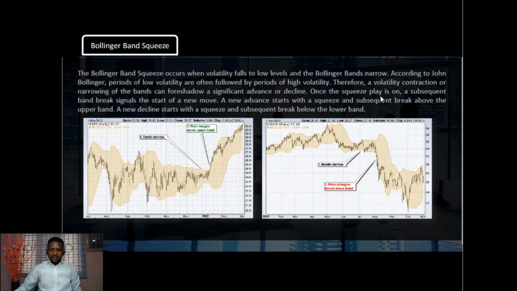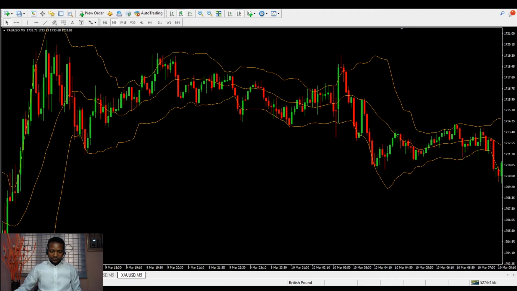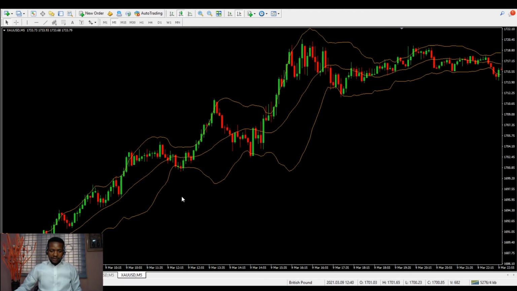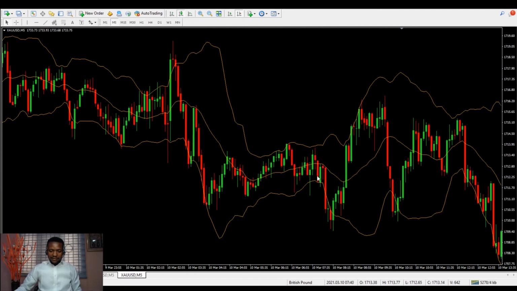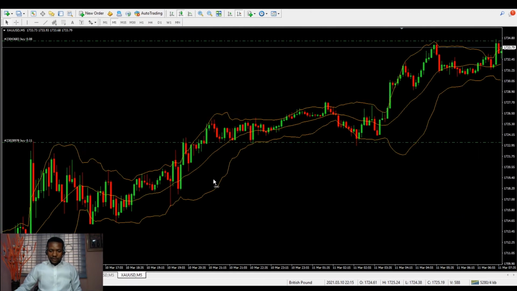Once the squeeze plays out, a subsequent band break signals the start of a new move. A new advance starts with a squeeze and a subsequent break above the upper band. A new decline starts with a squeeze and a subsequent break below the lower band. So let me show you what it means. It simply says a new trend will start at the end of a squeeze period.